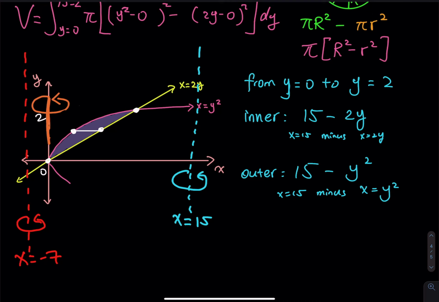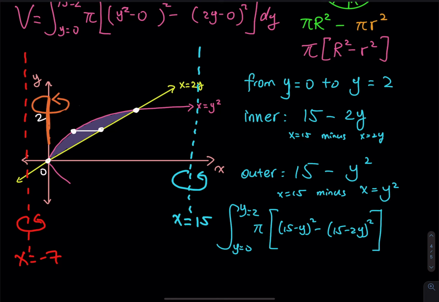Okay, we got all the ingredients. Let's do the work. So we have from y equals 0 to y equals 2, and then pi times outer squared, (15 minus y squared) squared, minus inner squared, (15 minus 2y) squared, close that, and then a dy. Outer squared minus inner squared. So that is the blue.